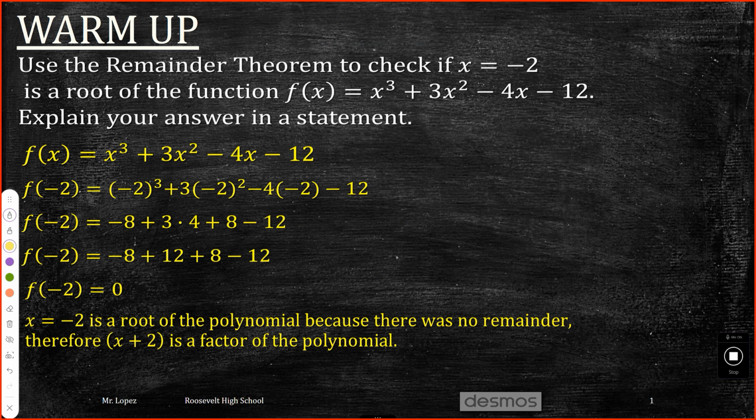X equals -2 is a root of the polynomial because there was no remainder. Therefore, x plus 2 is a factor of the polynomial. So this is going even beyond the question, because it's asking, use the remainder theorem to check if x equals -2 is a root. It is a root, and on top of that, we're saying that x plus 2 is a factor of the polynomial. You don't have to say this, but that's in addition.